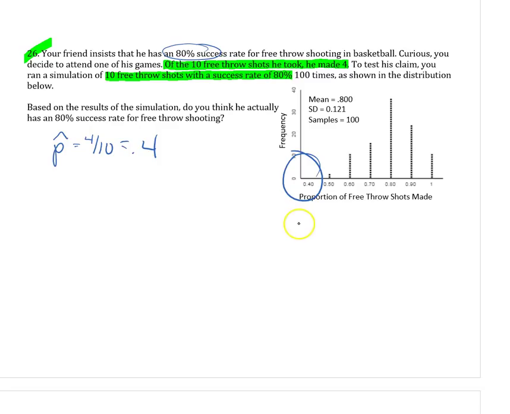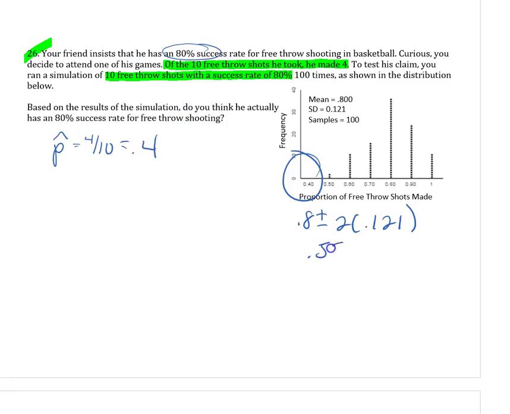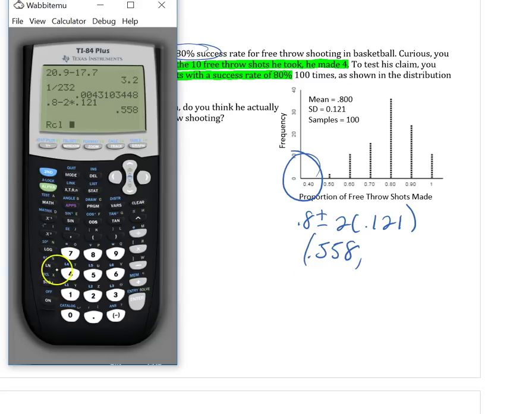Another way of doing this is taking the mean and adding and subtracting 2 times the standard deviation, which takes a little bit of work. So if I do 0.8 minus 2 times 0.121, I get 0.558. Do the same thing, but add it.